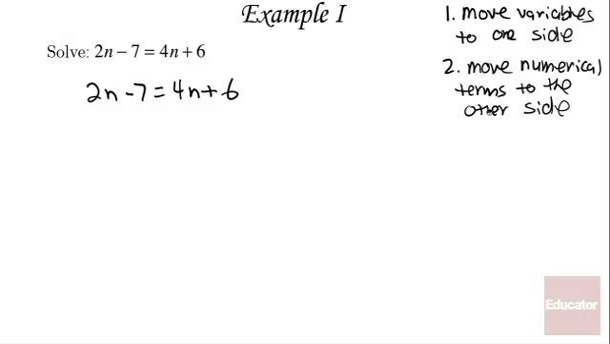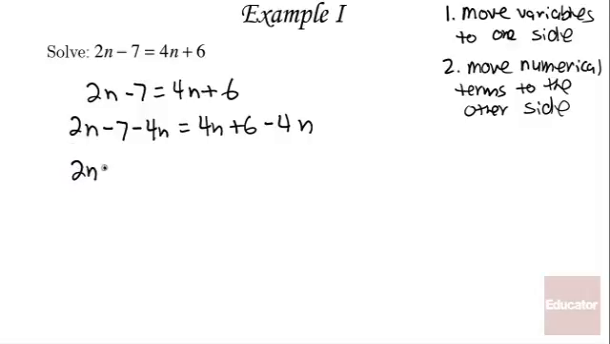Okay, so I'm looking at this, and what I have is 2n on the left and 4n on the right. And I want to move all the terms with variables in them to the left. Approaching this using the subtraction principle, in order to move the 4n to the other side, I need to subtract both sides by 4n. Okay, that gives me 2n minus 7 minus 4n equals 6. I'm going to simplify this, so I combine 2n minus 4n to get negative 2n minus 7 equals 6.